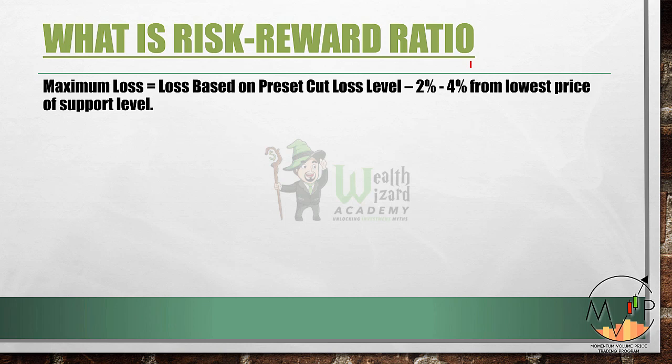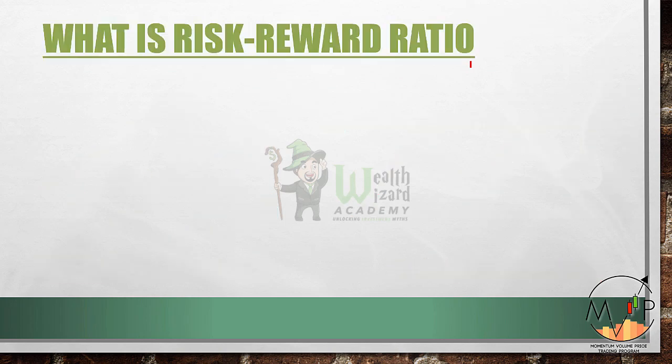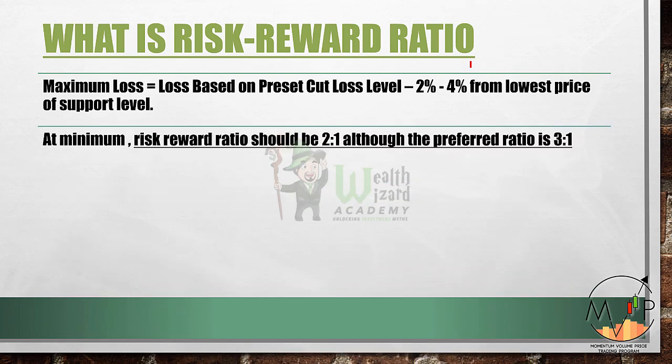So remember, maximum loss is obviously based on the preset cut loss level. We already know our target profit, which is needed to calculate the risk reward, and our max loss is based on our preset cut loss level, 2% to 4% from the lowest price of the support level. At minimum, a risk reward ratio should be 2 to 1, although the preferred ratio is 3 to 1. When you divide your reward by the risk, your reward should always be more than the risk. At least the reward should be twice the risk you are taking.